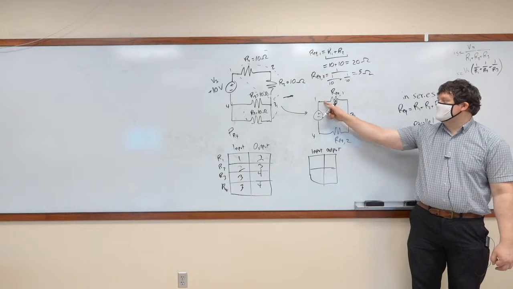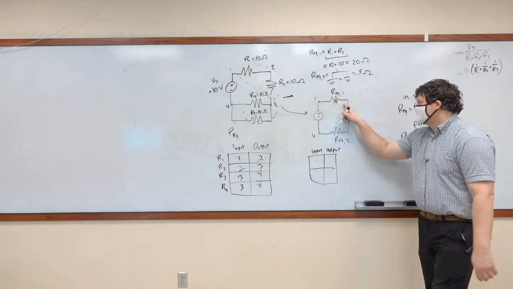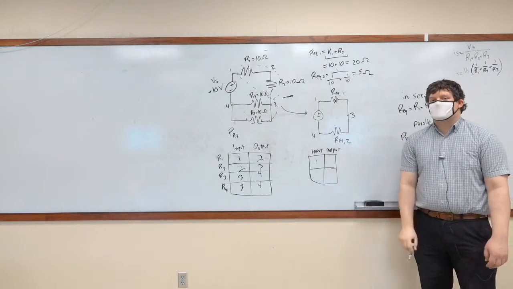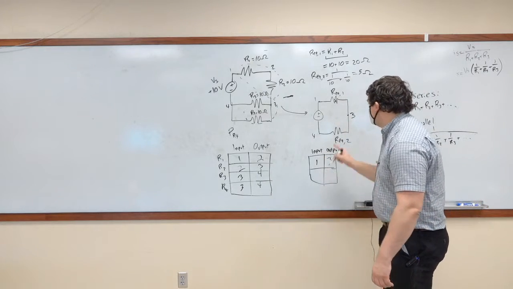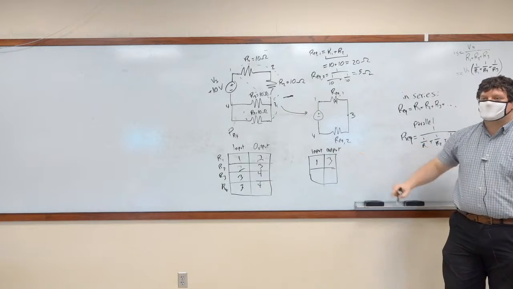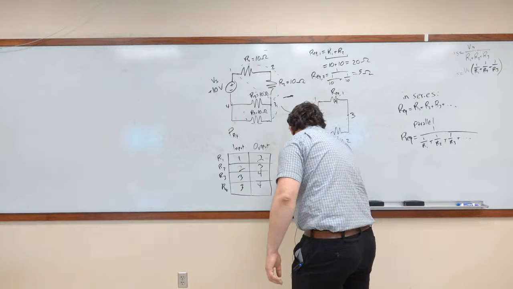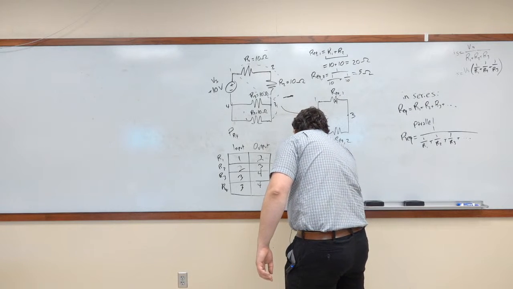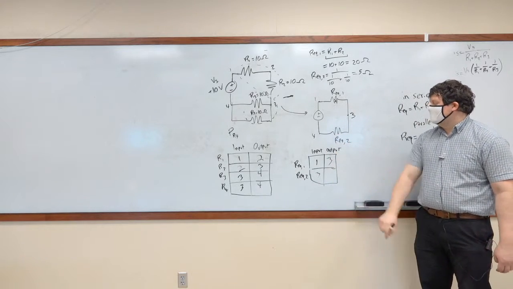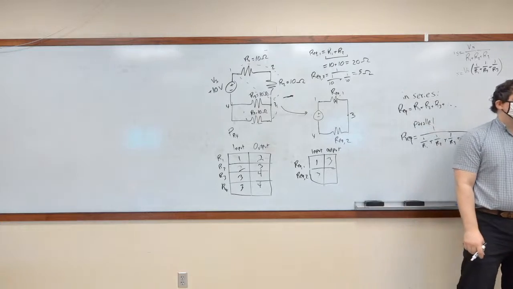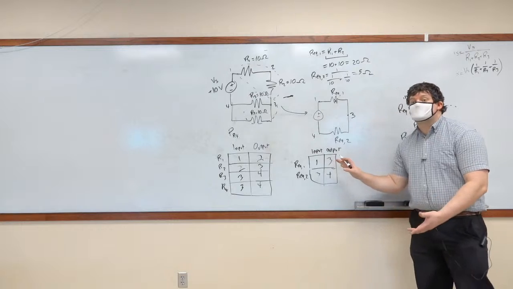What node feeds in? It's 1. What node takes the output of REQ1? It's 3. So it starts at 1, ends at 3. What node feeds into REQ2? It's also 3. What node is the output of REQ2? It's 4. Okay? 1, 3, 3, 4, those are in series.